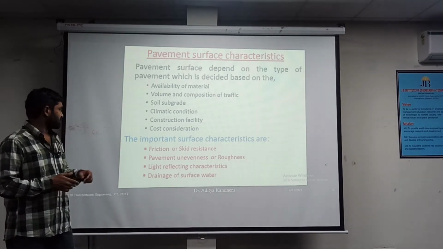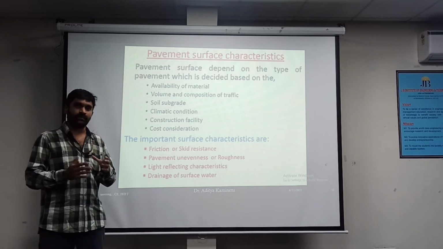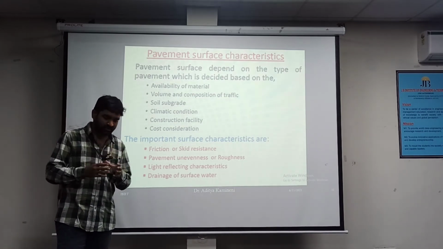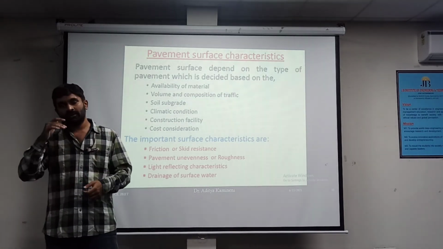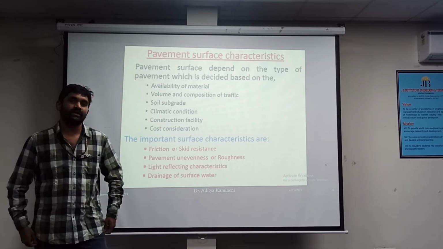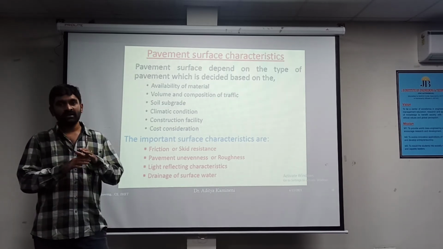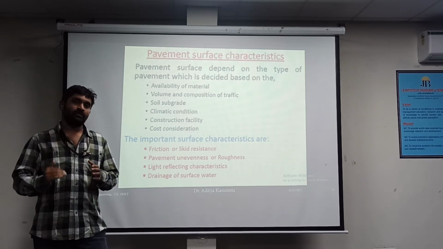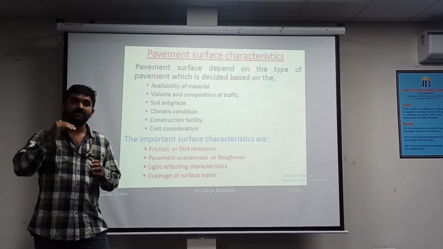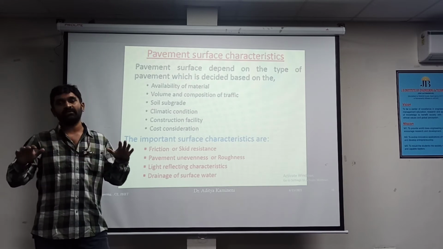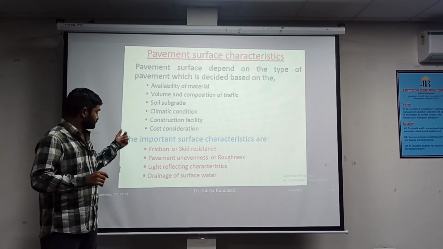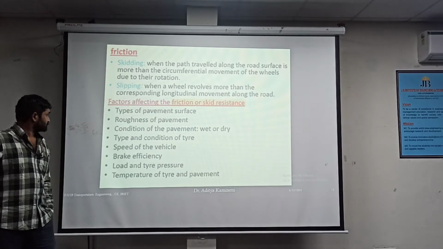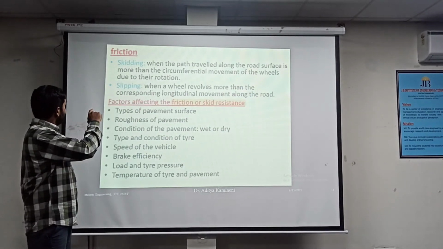And the light reflecting characteristics and the drainage of surface water are significant. The drainage of surface water has to be handled because when water percolates through to the bottommost layers, ultimately there will be seepage and hydroplaning, and all the layers of the pavement, whether it is the subgrade, the subbase, the base or the top layer, will be affected with cracks. Those are the significant parameters, and let's classify them.